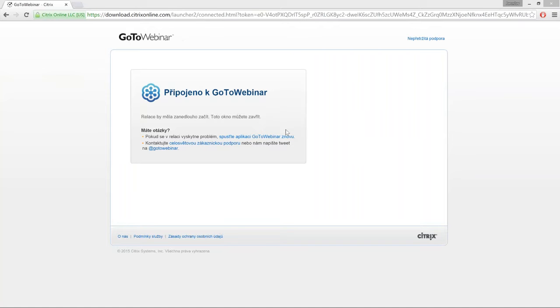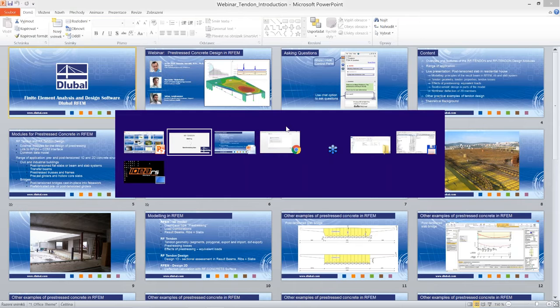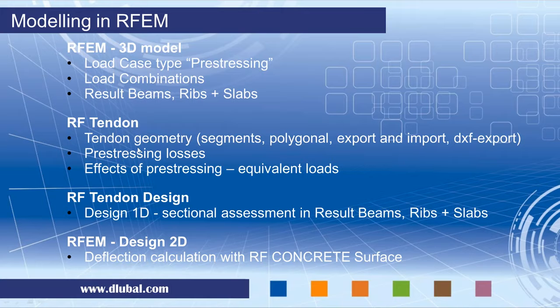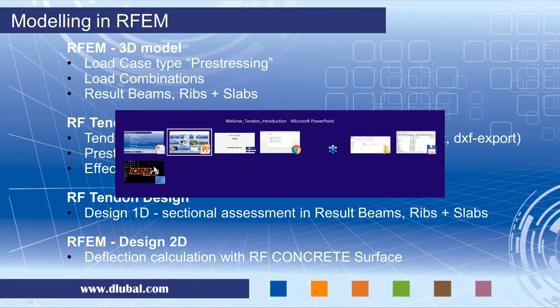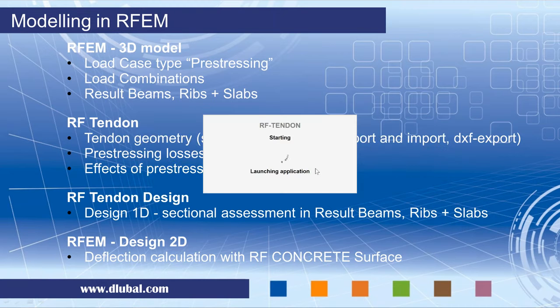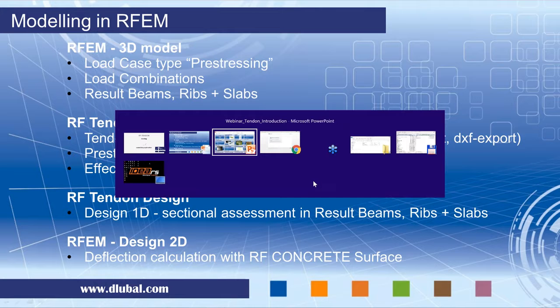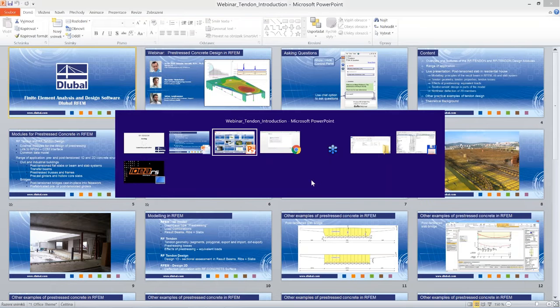So next, what I want to show is the tendon, RF-TENDON, and the functionality of RF-TENDON, like tendon geometry, pre-stressing losses, and effects of pre-stressing. All the data from the model is uploaded to the external module, and we will see this shortly.